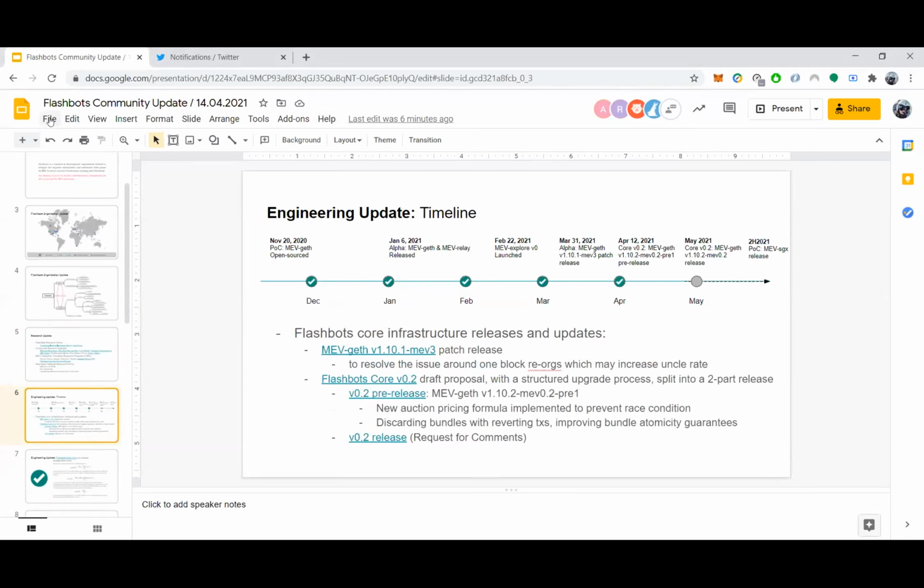And in light of a lot of things that have happened, Berlin happened last night, and over 50% of hash rate has moved to Flashbots. So what has the core engineering team been up to?